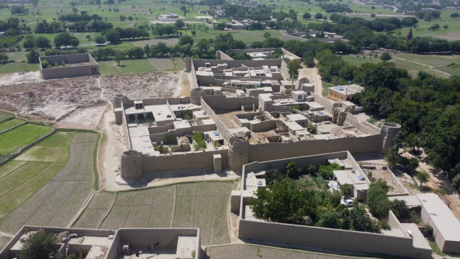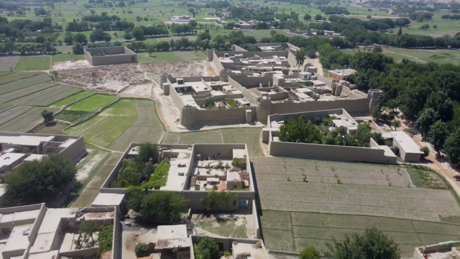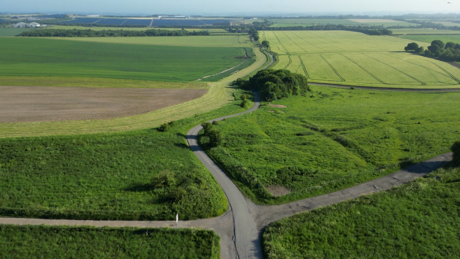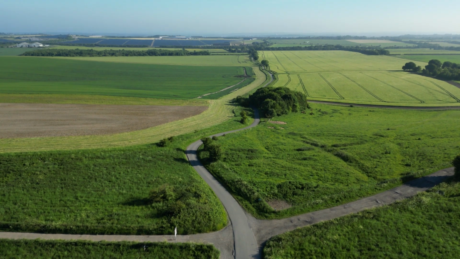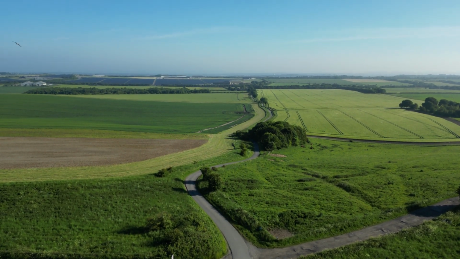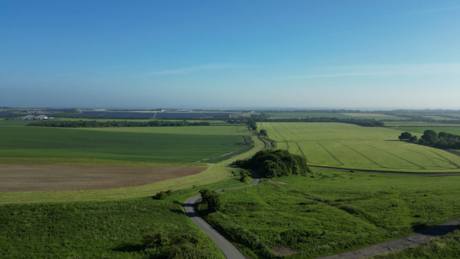Pre-construction rituals. These temple pre-construction rituals are considered essential for ensuring the success and prosperity of the temple construction project. Selection of site. A site was selected based on its spiritual significance, accessibility, and availability of materials. Astrological considerations. The position of the stars and planets was considered to determine the auspicious time for selecting a site.